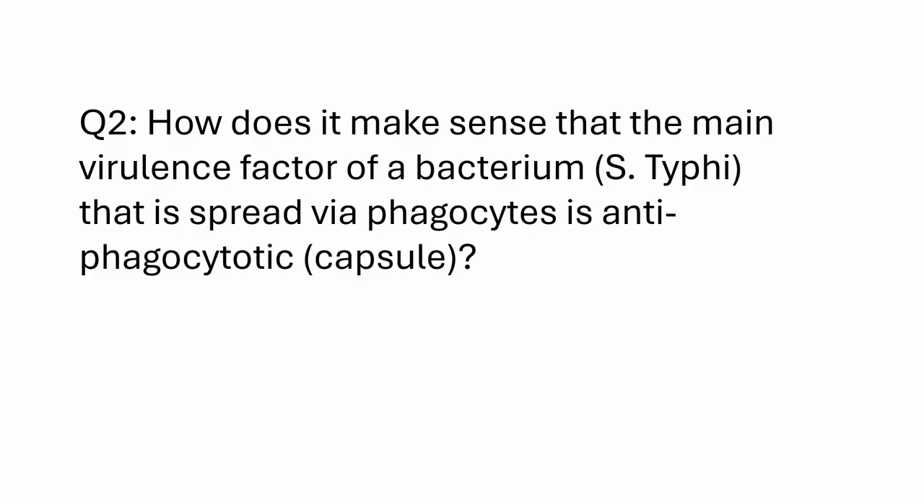So if you've been paying attention, then probably this question comes to mind, which is our second big question for today. How does it make sense that the main virulence factor of a bacterium, Salmonella typhi, that is spread via phagocytes, is anti-phagocytotic? This virulence factor is, of course, the capsule. How does it make sense? We said these phagocytes, these macrophages, are so important for the pathogenicity of Salmonella typhi. How does it make sense that this bacterium has a virulence factor whose main job is defending against phagocytosis?